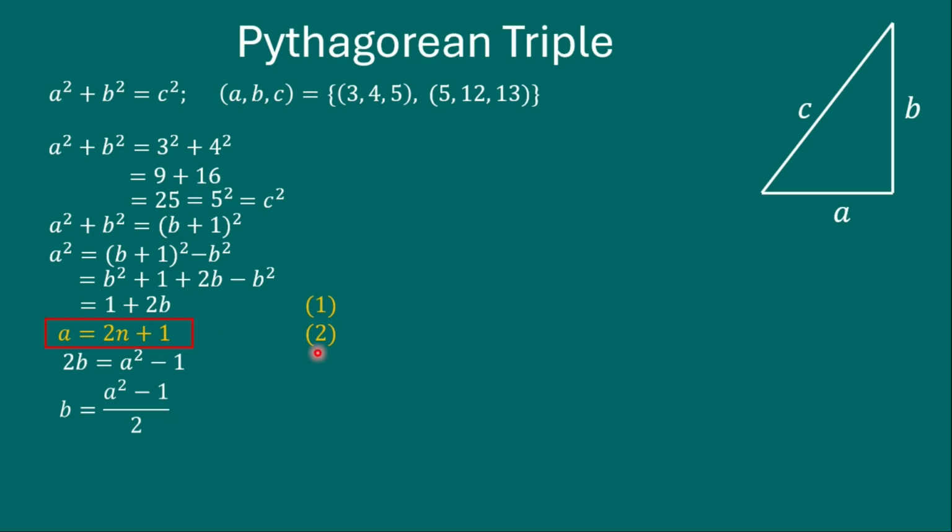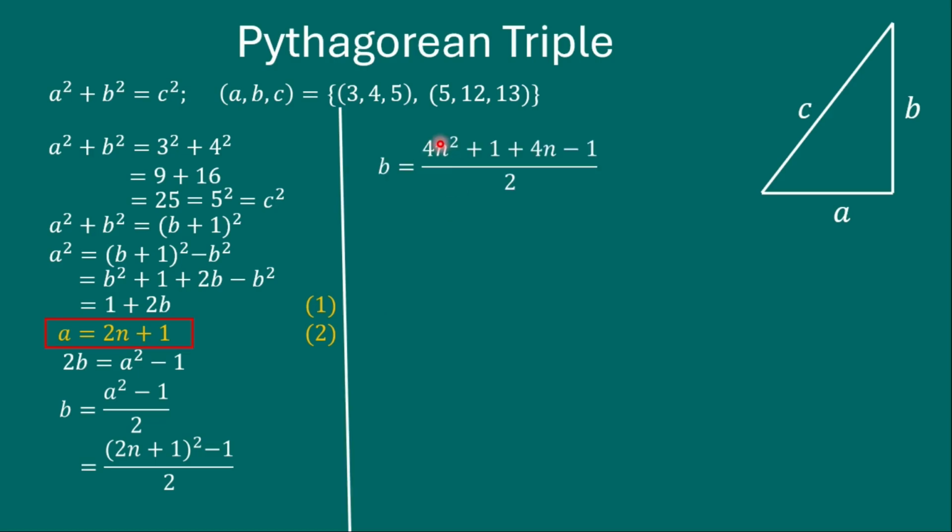Now, putting the value of a from equation 2 at this position, I can write b in the form of (2n plus 1) squared minus 1, divided by 2. So if I want to further simplify this, I can write b is equal to 4n squared plus 1 plus 4n minus 1, all over 2. That is, I open first the square, then subtract 1 and write the 2 at its own place.